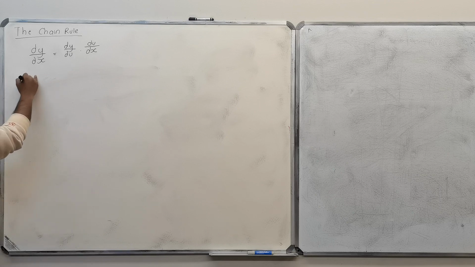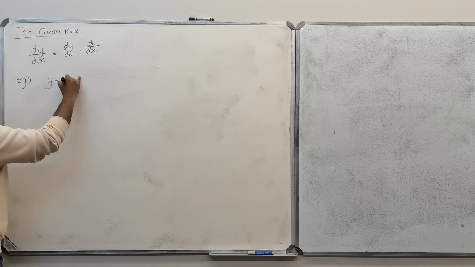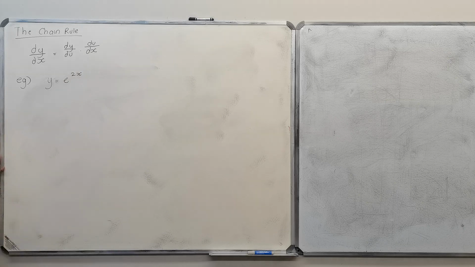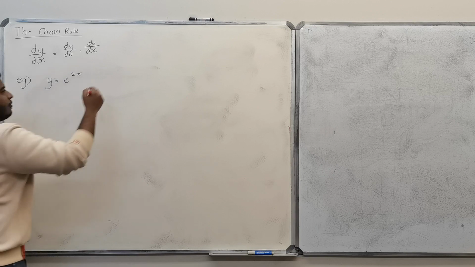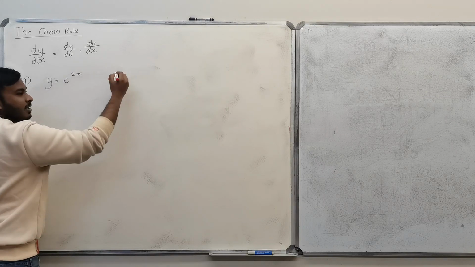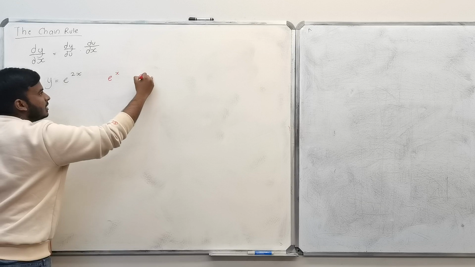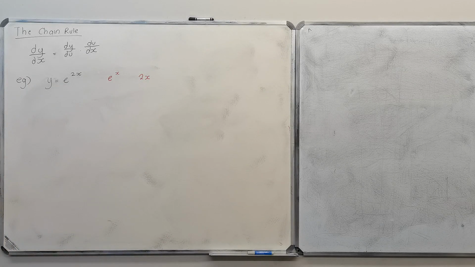They say calculate dy over dx if y is equal to e to the power 2x. This is what we have. You understand the concept that one function is e to the x and the other function is 2x. Those are two different functions. I know I'm using x twice over there, but I'm just going to call it that. We'll see on a great example.